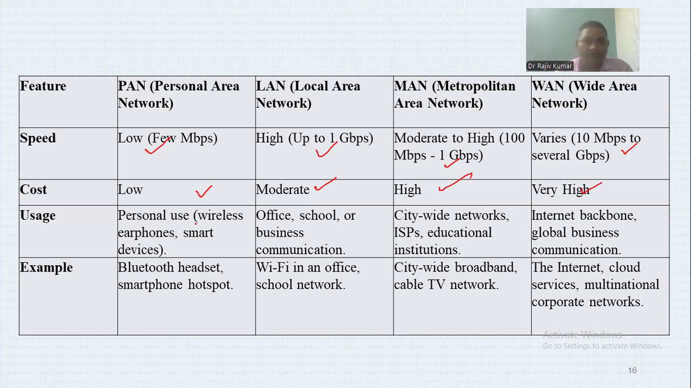Usage: PAN is for personal use. LAN is used in school, office. MAN is a city-wide network, internet backbone. Examples are Bluetooth headset, smartphone, hotspot, whereas LAN consists of Wi-Fi in office, school network, citywide broadband cables, internet, cloud services, multinational corporates.